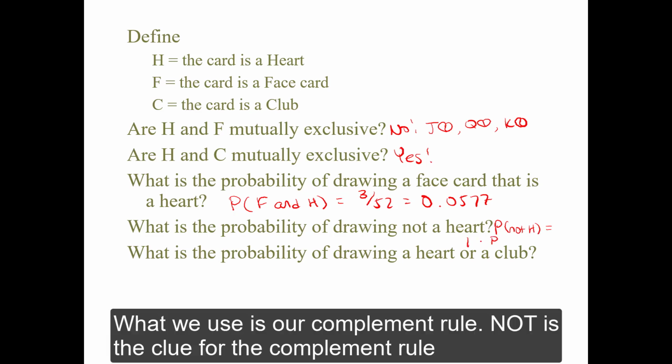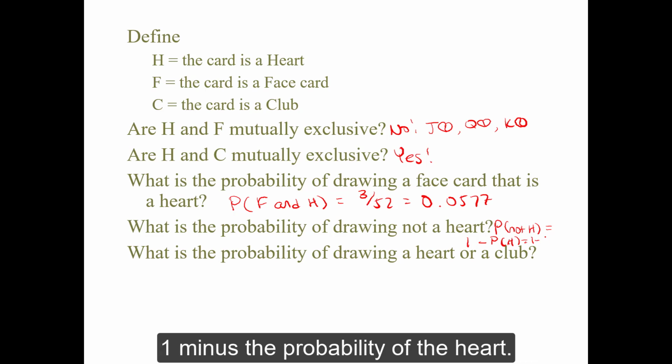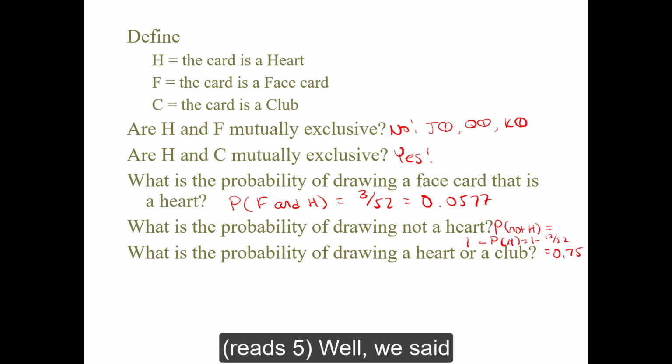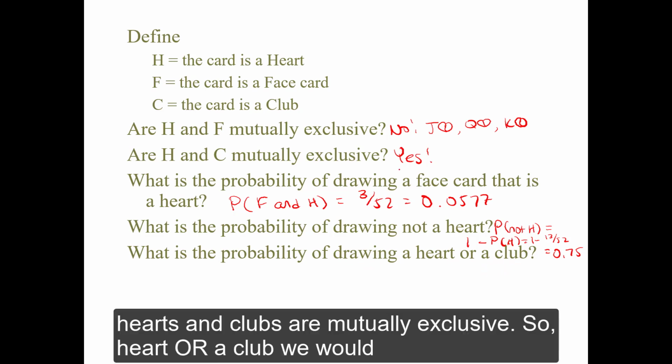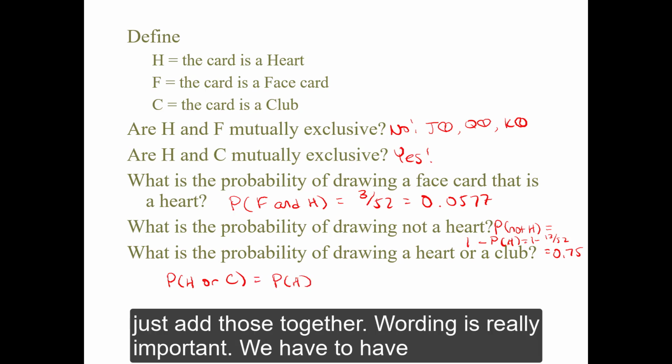What we use is our rule of the complement, right? Not is our complement rule. So 1 minus the probability of a heart, and there's 13 out of 52 hearts. So that is 0.75. What about drawing a heart or a club? Well, we said hearts and clubs are mutually exclusive. So heart or a club, we would just add those together.